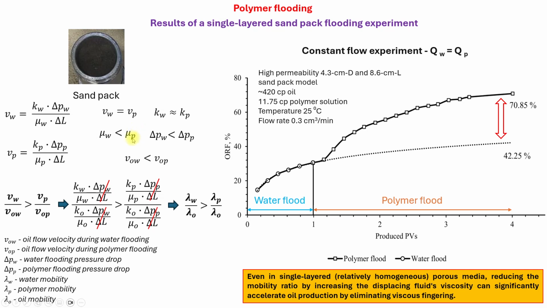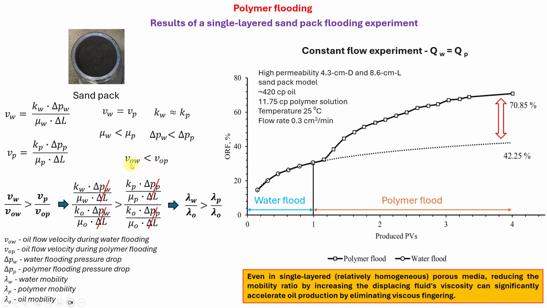This is why the pressure drop across the model during polymer injection is also higher than what we observed during water flooding. These pressure drops apply not only to the injected fluid, water or polymer, but also to the oil present in the model. In this particular experiment, the higher pressure drop during polymer flooding forced the mobile oil to flow faster, resulting in a higher oil velocity compared to that during water flooding.